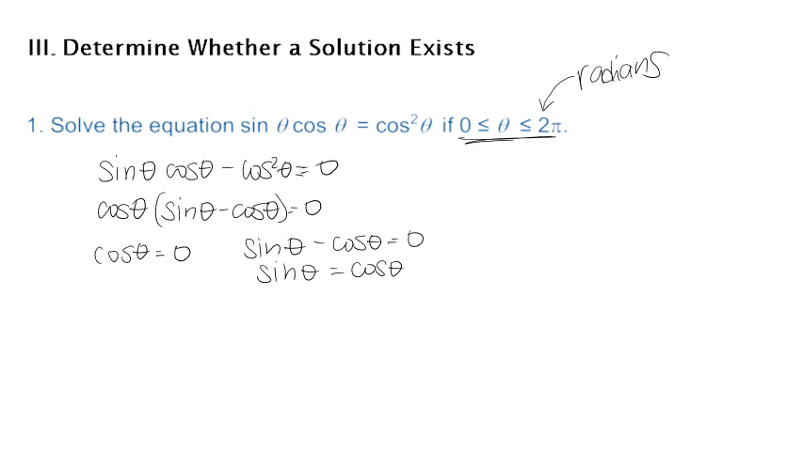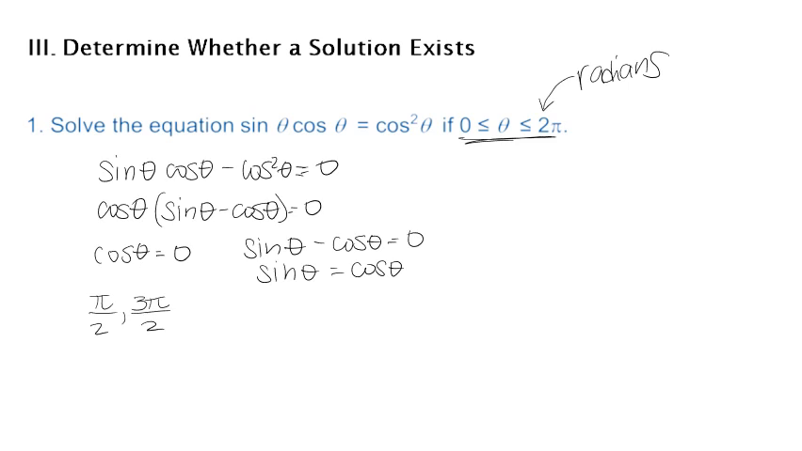So where is the cosine of theta 0? Well, that happens in a couple of spots when the x value is 0. Okay, so where is the x value 0? That happens at 90 degrees. Oh, but I don't want it in degrees, do I? I want it in radians. So that's going to happen at pi over 2 radians. It's also going to happen at 3 pi over 2 radians.